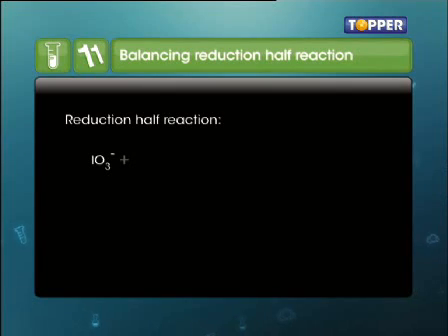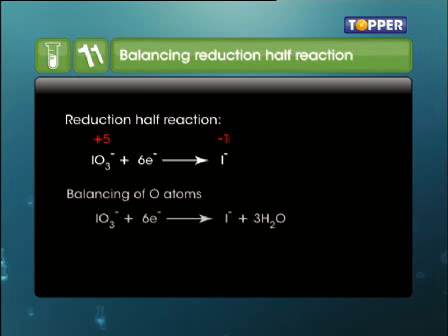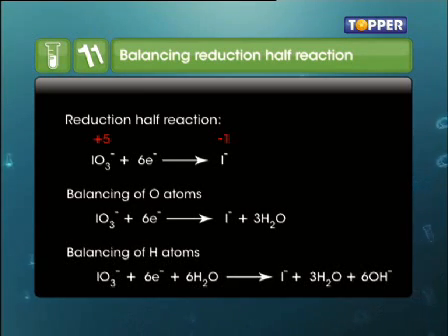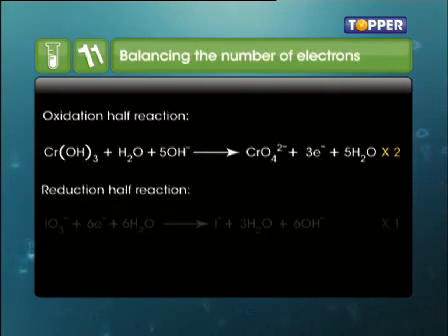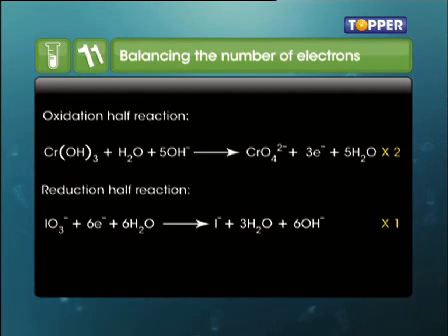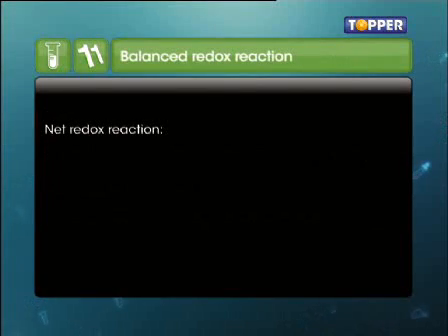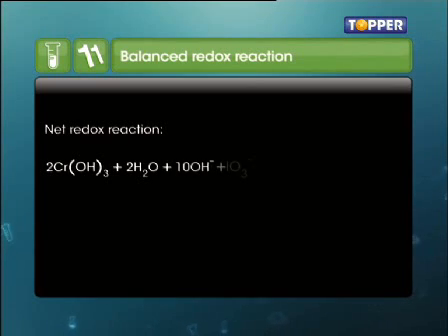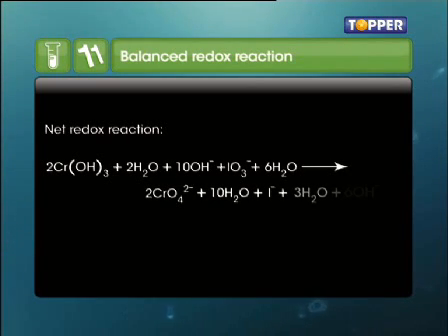Now, in a similar way, let's balance the reduction half reaction by first balancing the decrease in oxidation number. Then we balance oxygen atoms and then hydrogen atoms. The last step is to balance the loss and gain of electrons. When we add the balanced half reactions, we get the final balanced redox reaction.